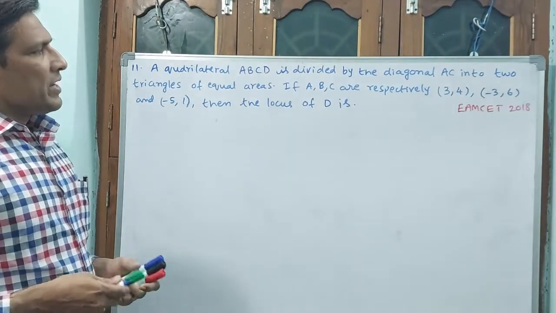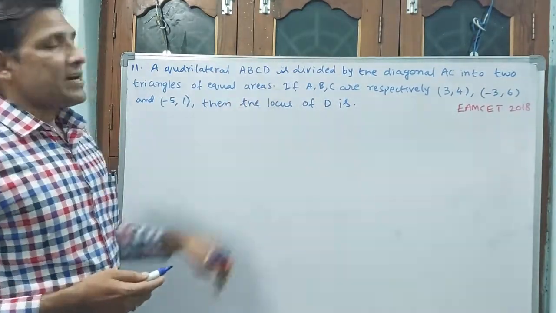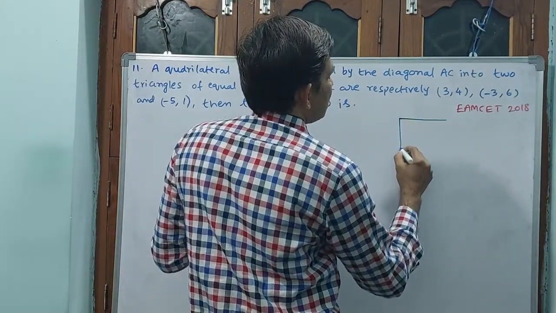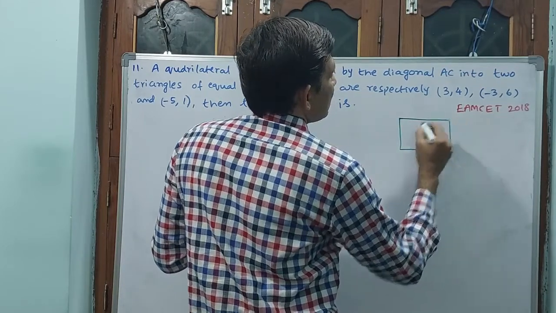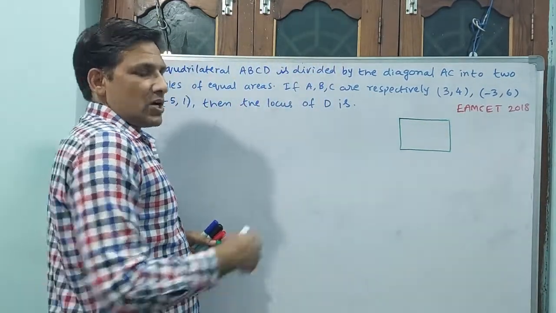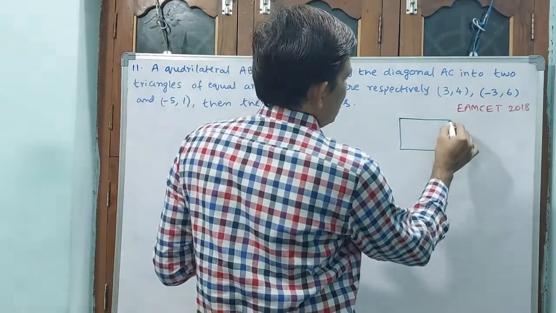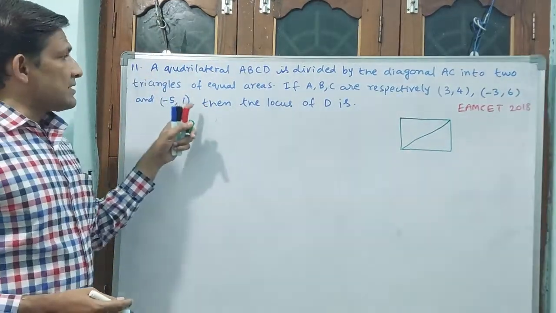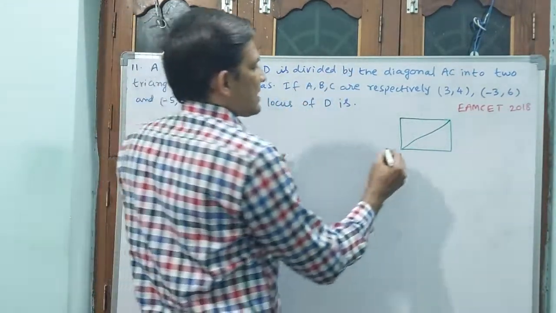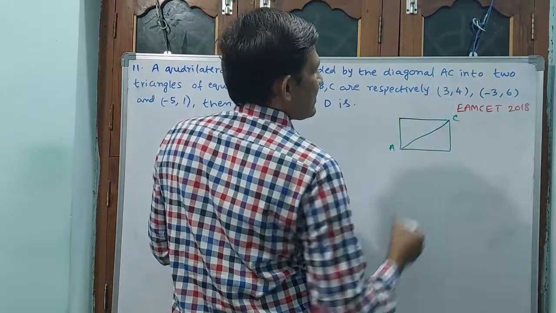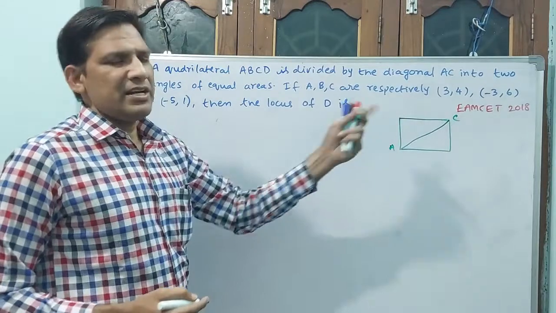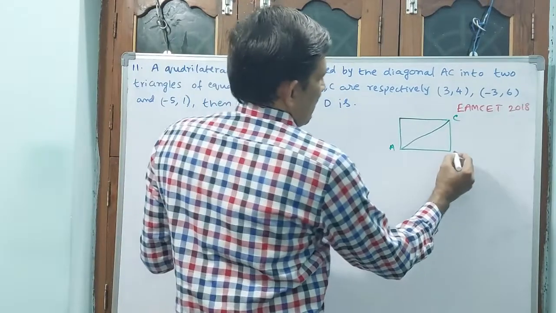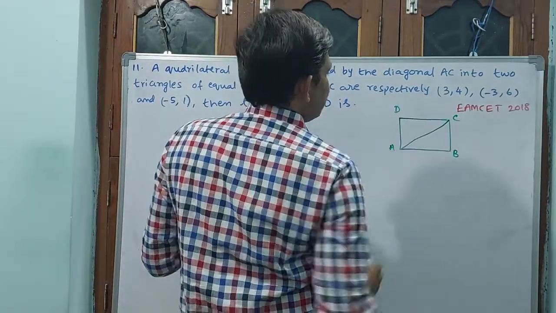Let us first draw one figure, because a quadrilateral is mentioned. Quadrilateral, how does it look? Four sides will be there. The diagonal is clearly mentioned: the diagonal is AC. You have to take AC as the diagonal. The remaining BD you can take anyway, that is not a problem. But this you should take as AC. You take this as B and this as D.